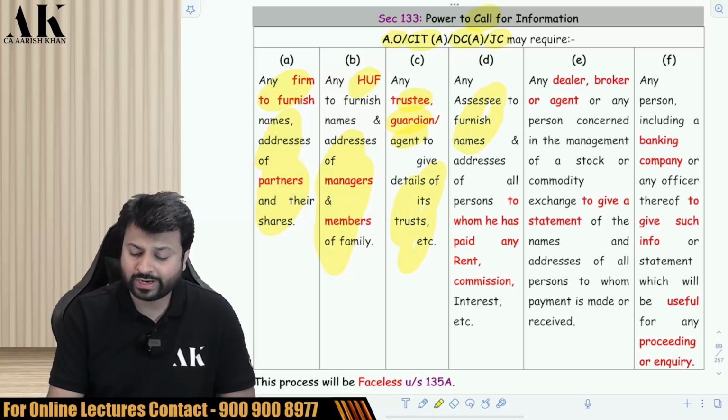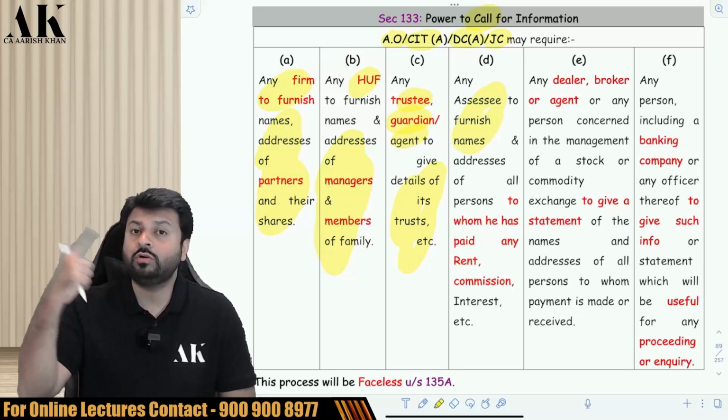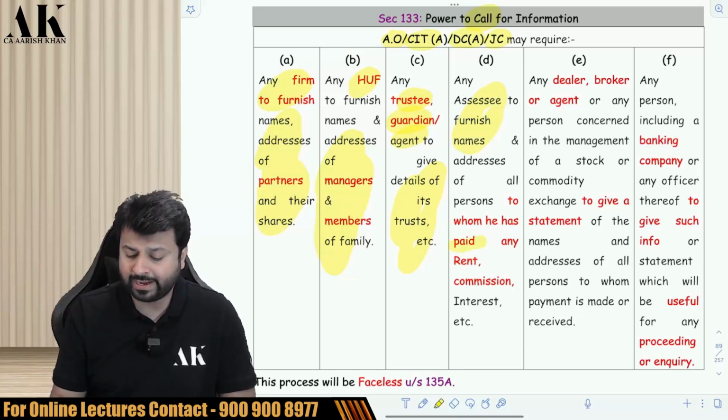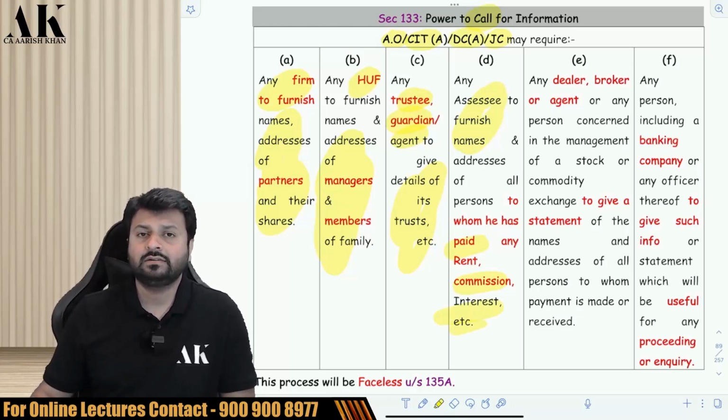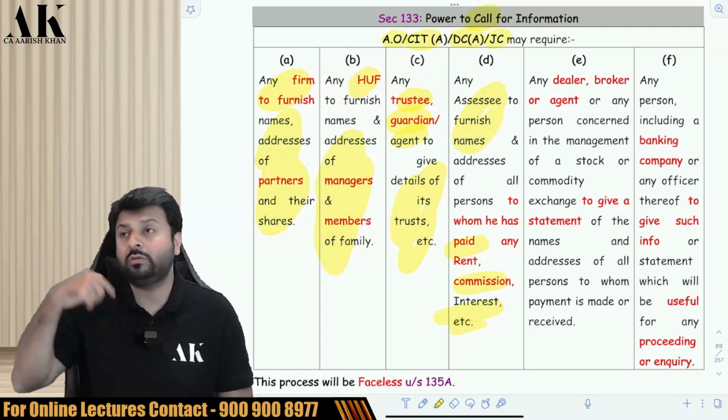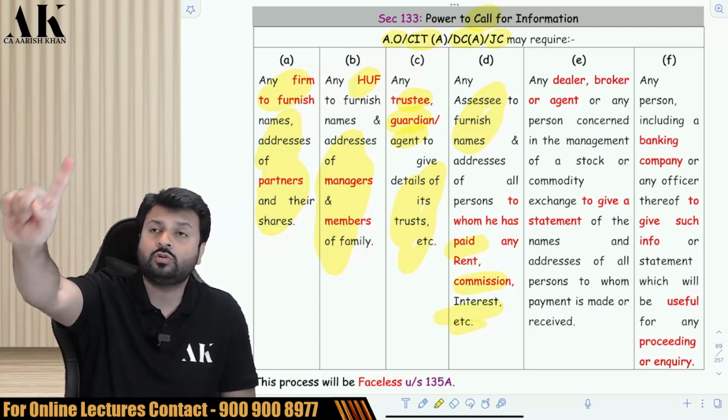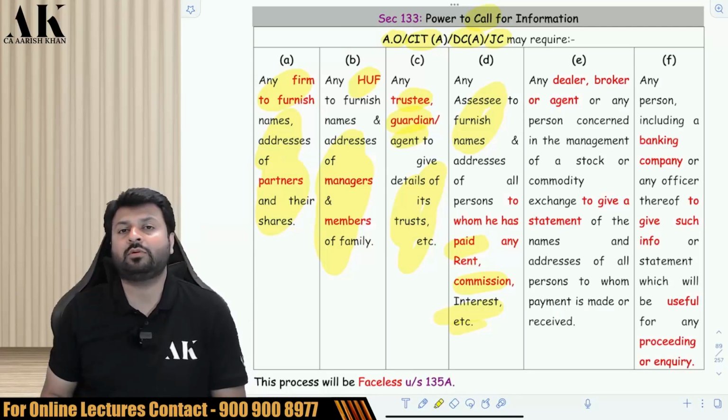They can send a notice to any person and they can ask to which all people you pay rent, to which all people you pay commission, to which all people you pay interest. For example, they can send me a notice and ask me to whom I pay rent, so that they come to know whether the person whom I pay rent shows that income or not.